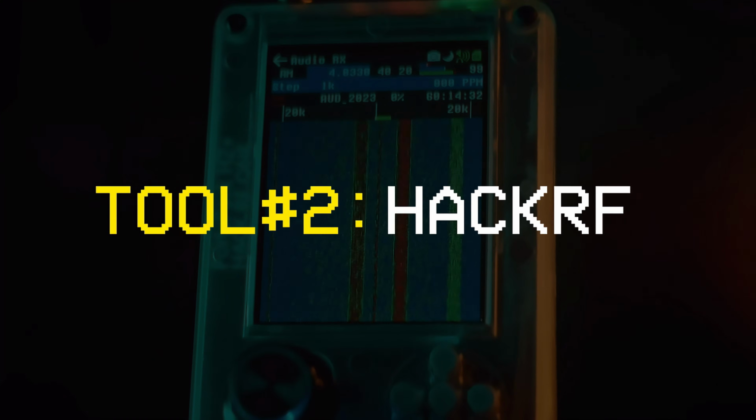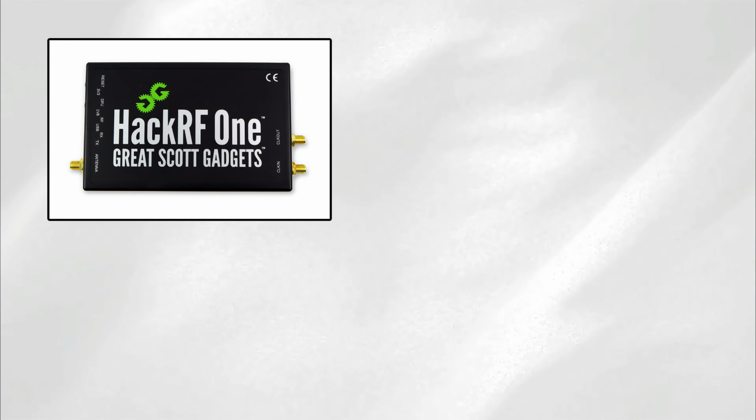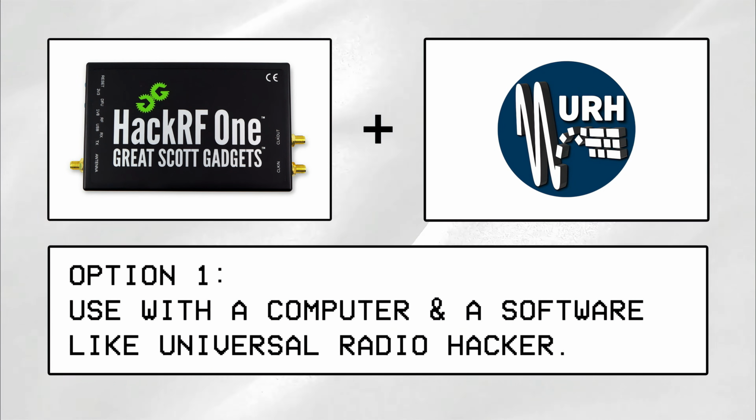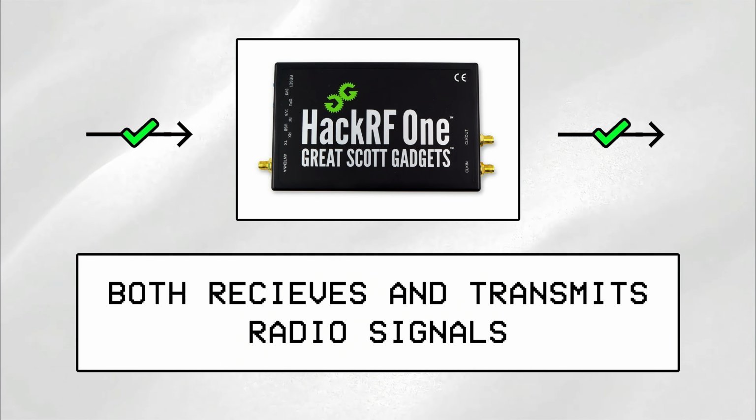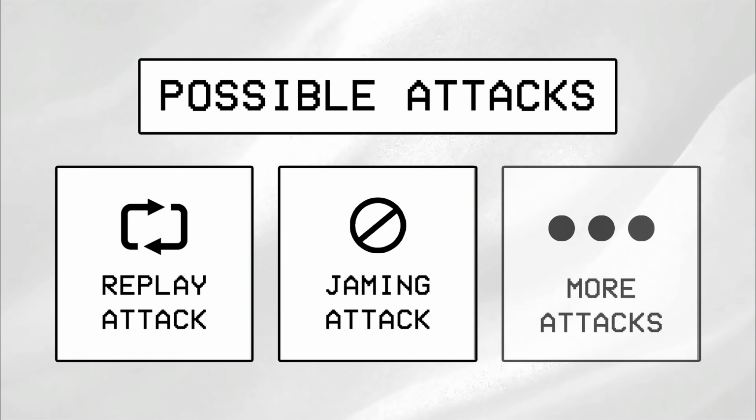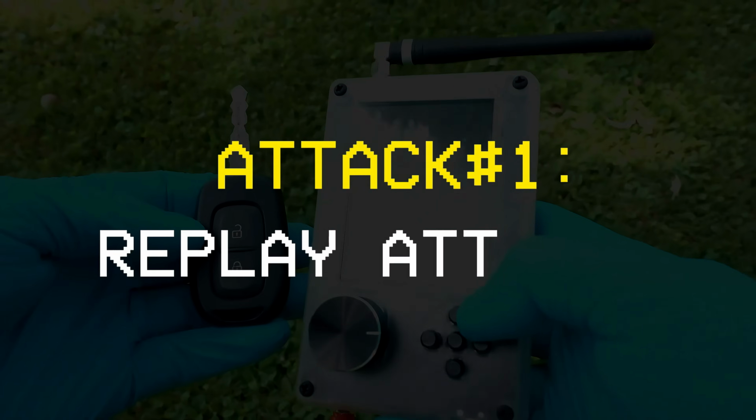Tool number 2, HackRF One. HackRF One is another SDR tool that, when paired with software like Universal Radio Hacker, or a modular add-on called Portapack, allows a hacker to both transmit and receive radio frequencies across multiple bands, and while it can be used for eavesdropping on communications like the ones we just talked about, its true strength lies in executing a range of other attacks that we'll cover next, and explore how they're performed.